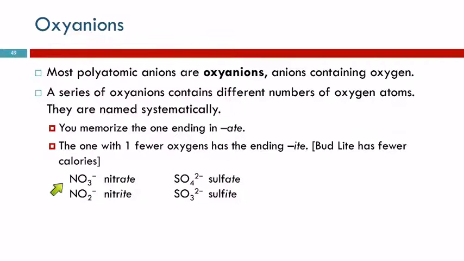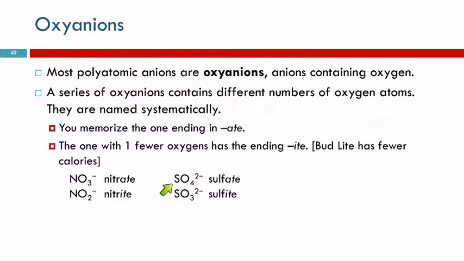So nitrate is NO3 minus. You memorize that. Nitrite has one less oxygen. So we change that ending. You change the ending ate to ite. It's a little bit like Bud Light. It's the light version, right? What's the difference between Bud and Bud Light? Bud Light has a third fewer calories, right? The light version, the ite, has one less oxygen. The charge, thank goodness, is the same. It's just the number of oxygens that change. So you memorize nitrate. You can figure out nitrite. You just subtract one oxygen.